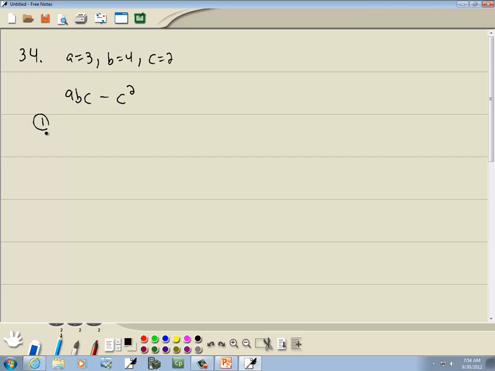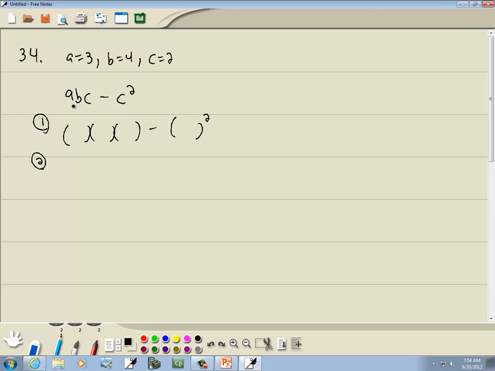Well, first step is go through and replace all of our variables with parentheses. So I got parentheses, parentheses, parentheses, minus parentheses squared. Now notice everything stays the same. The minus is here, the second power. We just replace each variable with a set of parentheses. And this is A times B times C, so these parentheses next to each other indicate multiplication.